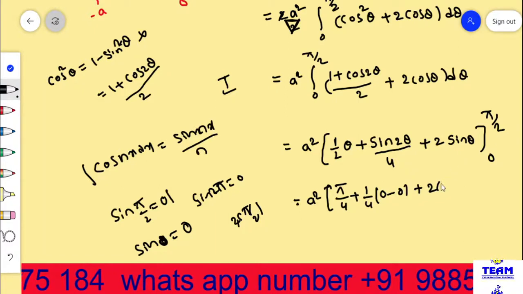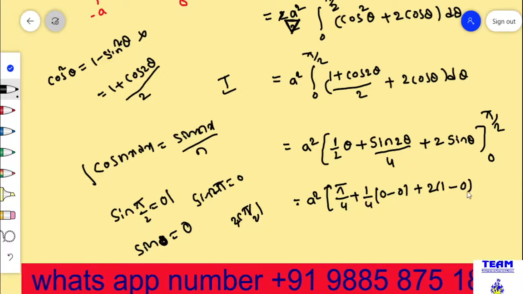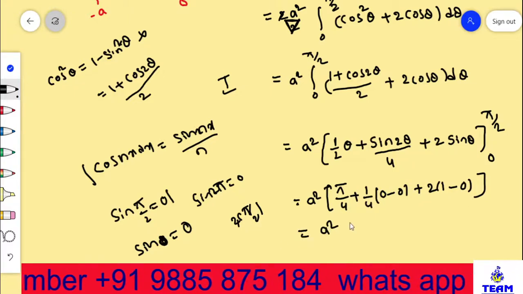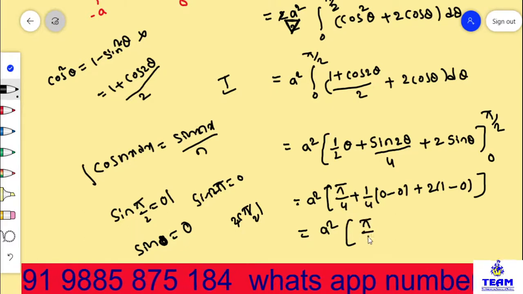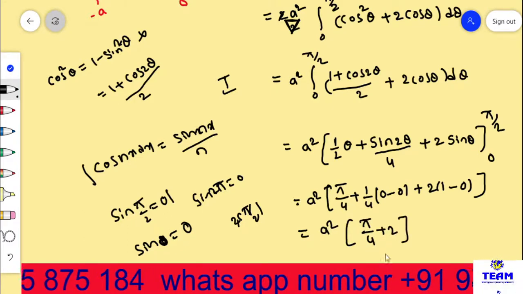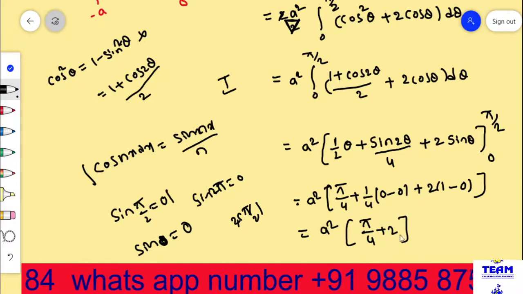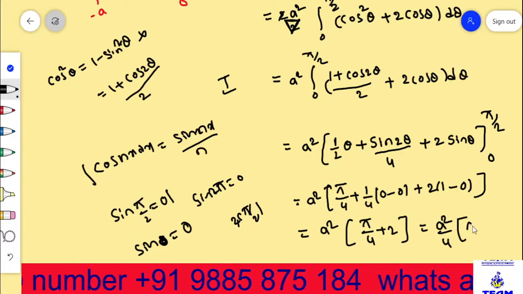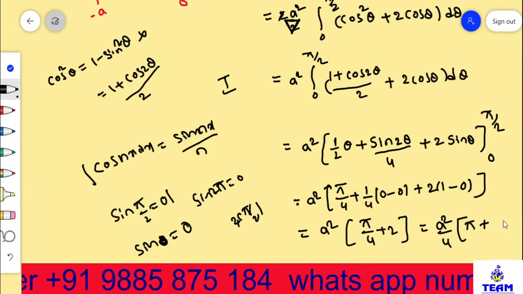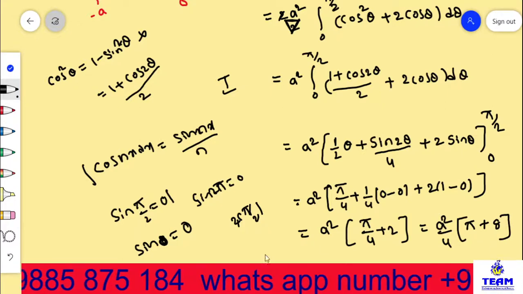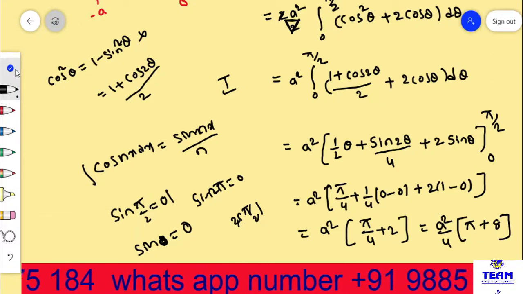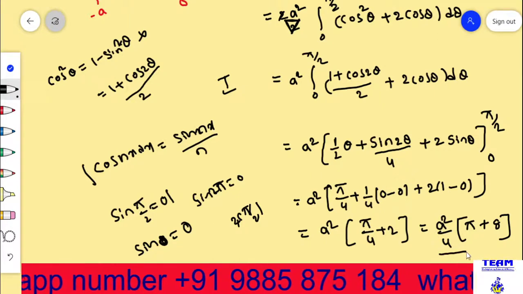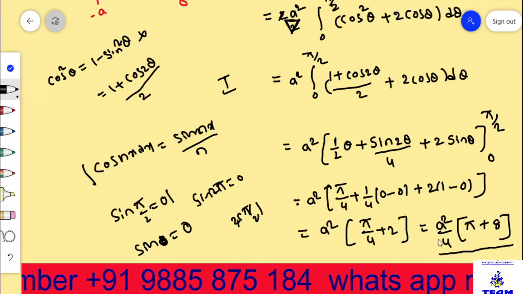Upper limit means sin pi by 2 is 1 minus lower limit is 0. That's it. You substituted everything here. So this is a square, and inside what do I have? Pi by 4 plus 2. You can take a 4 as common. This is a square by 4 times of pi plus 4. If 4 is common, this will become 8. Friends, the area of this region is a square by 4 into pi plus 8.